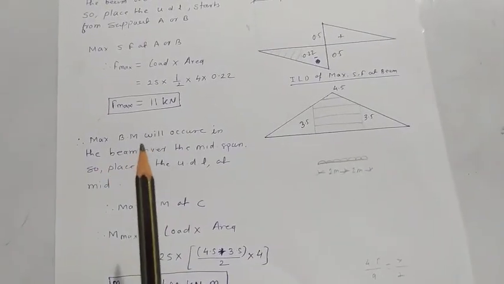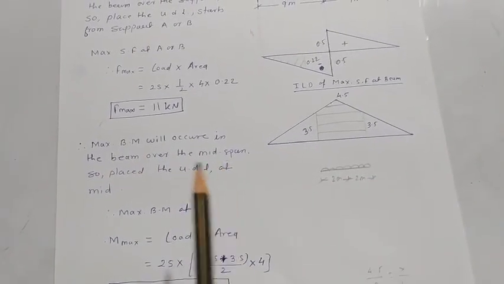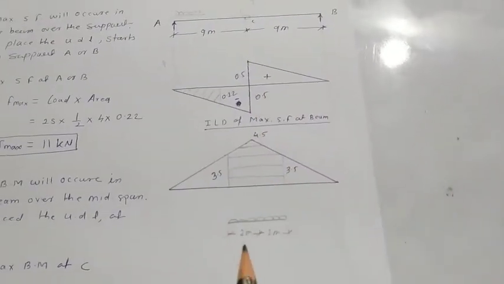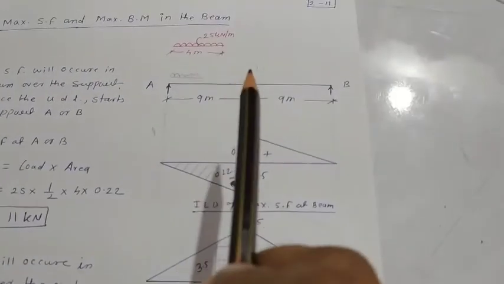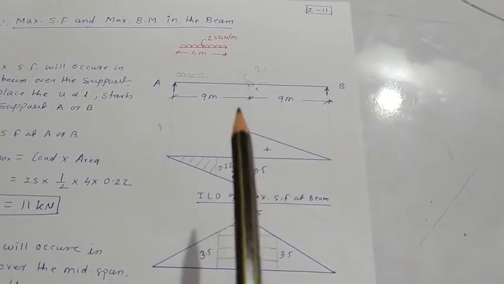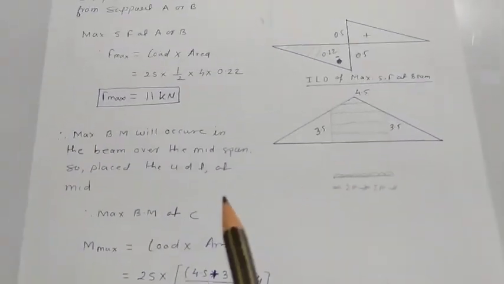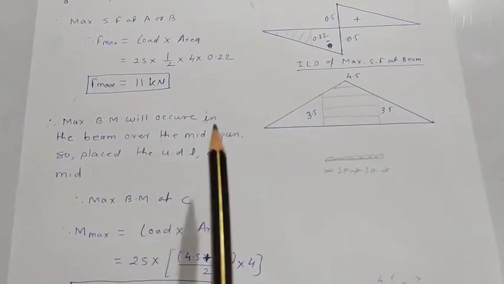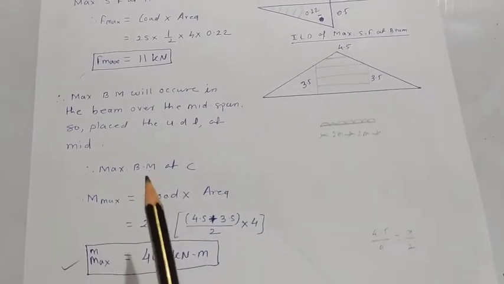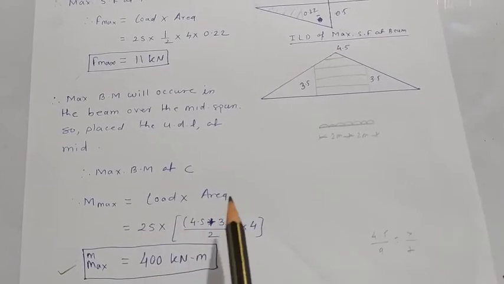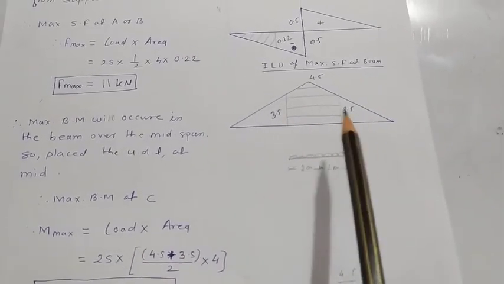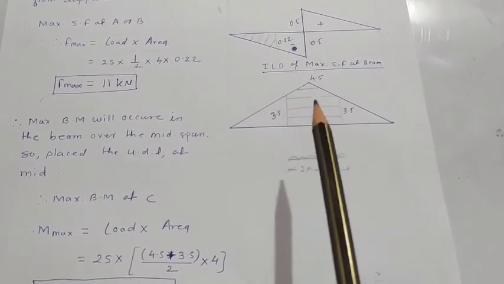Now maximum bending moment will occur in the beam over the mid span. So place the UDL at the mid. If I place the UDL at the center, okay, maximum bending moment will occur. Okay. So maximum bending moment will occur in the beam over the mid span. So place the UDL at the center. So maximum bending moment at C is load into area. Okay. Load multiplied by area. Okay. Both ordinates will be the same if I place the UDL at the center.